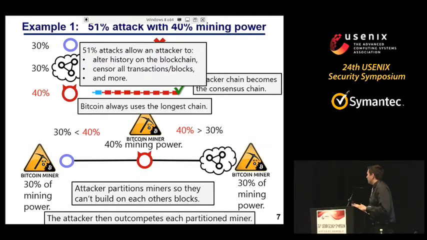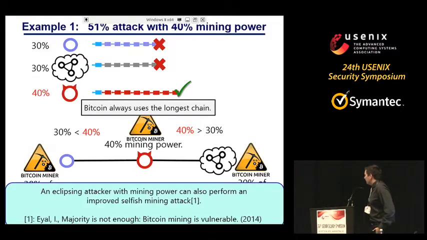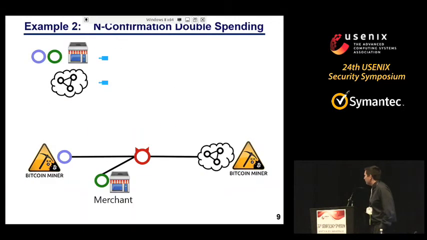This is equivalent to a 51% attack because the attacker can ensure only the attacker's blocks are added to the blockchain. So the attacker could choose not to include any transactions in the blockchain, and Bitcoin would just stop working, or the attacker could use this to undo history in the blockchain, and lots of other bad things. In this attack, we assume the attacker not only had eclipsing power, but also had mining power. There are some other attacks that can be improved with mining power. For example, we can do an improved selfish mining attack, but I'm not going to talk about that here.